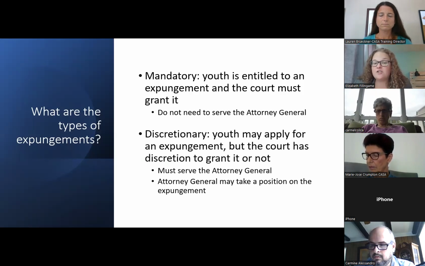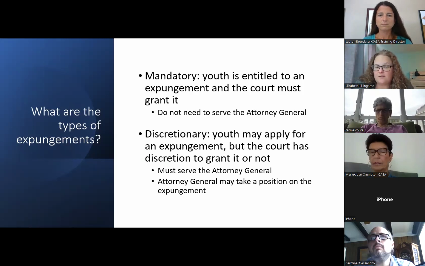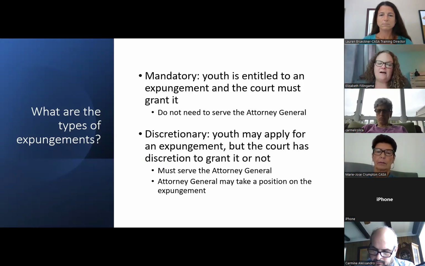And then there's a discretionary expungement. So youth may apply for an expungement, but the court has the discretion to grant it or not. We have to serve the Attorney General when we file this expungement petition, and the Attorney General gets to take a position on that expungement. So usually what happens if we file a discretionary expungement, the Attorney General's office will respond. They either support it or they oppose it. And if they support it, then generally the court is just going to sign off on it, although they don't have to.